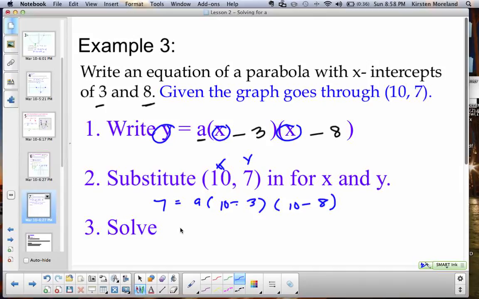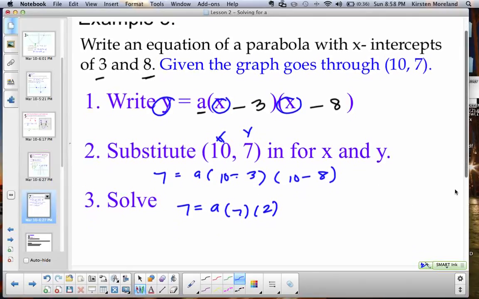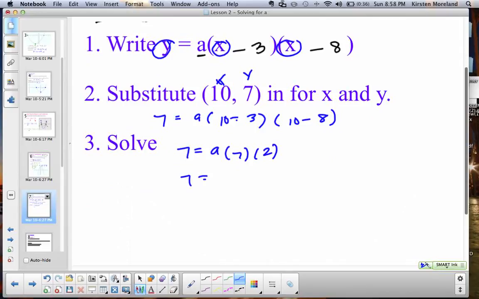So I end up solving now. I get 7 equals a times (10 minus 3), which is 7, and (10 minus 8), which is 2. So I get 7 equals a times 14. And again, this is being multiplied, so the opposite is to divide. I'm going to divide by 14. a equals 7 over 14, which is equivalent to 1/2.